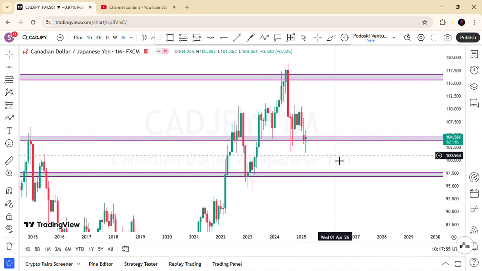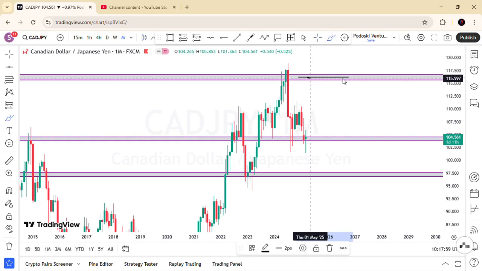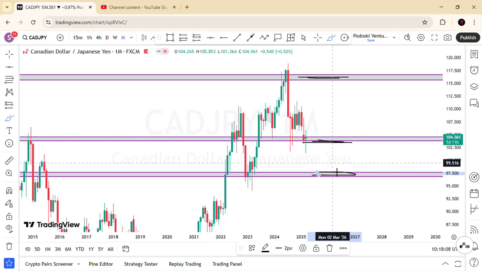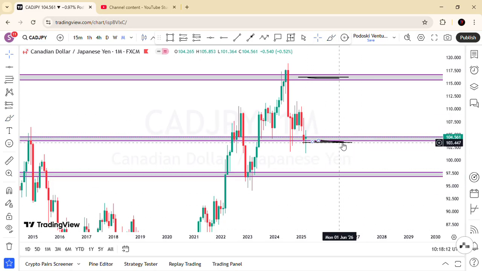CAD/JPY is bullish. So on the monthly time frame, I have my monthly upper zone here, my monthly midway zone, and my monthly lower zone. So on CAD/JPY, I said earlier, price is bullish.